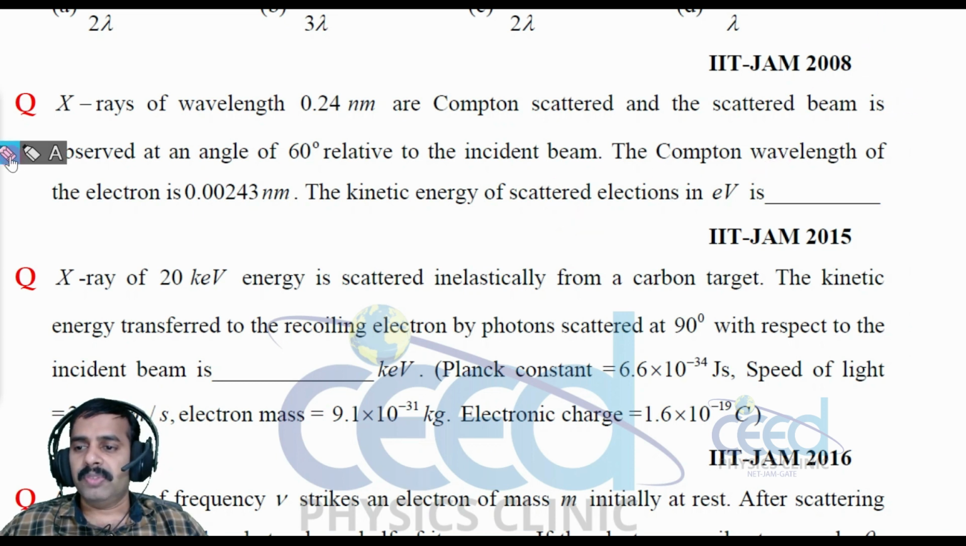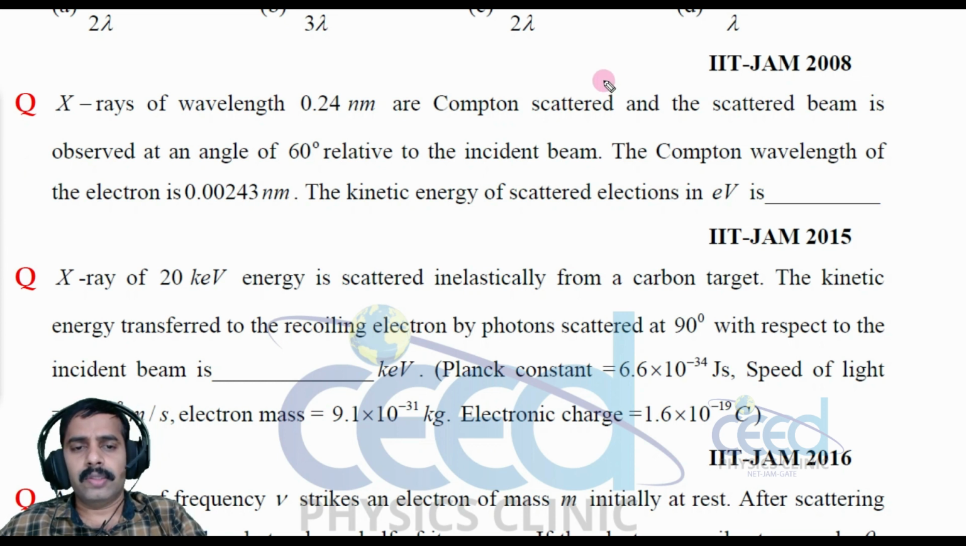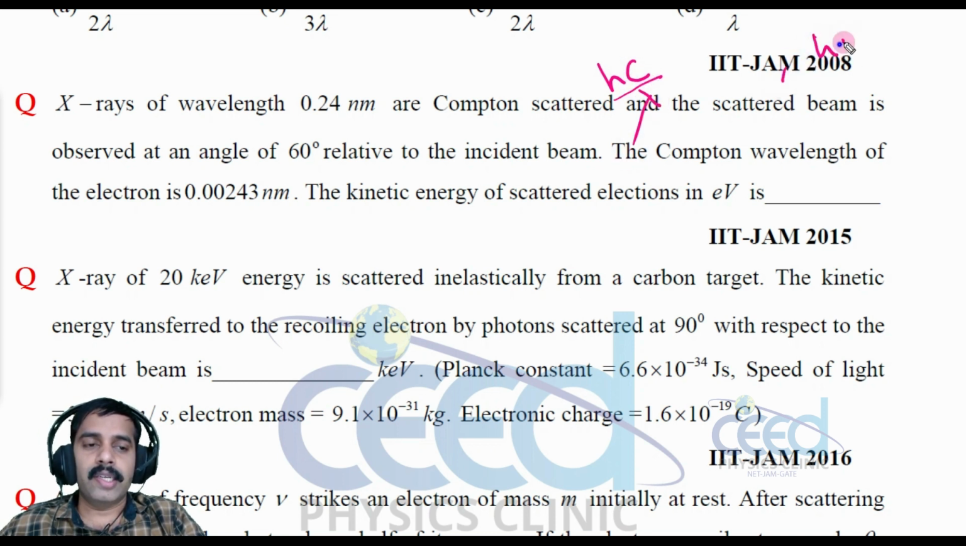If scattered energy is hc by lambda, that means incident energy is hc by lambda, and scattered energy is hc by lambda dash. Now this difference in energy is converted into kinetic energy. So what is kinetic energy? Kinetic energy is equal to hc by lambda minus hc by lambda dash.